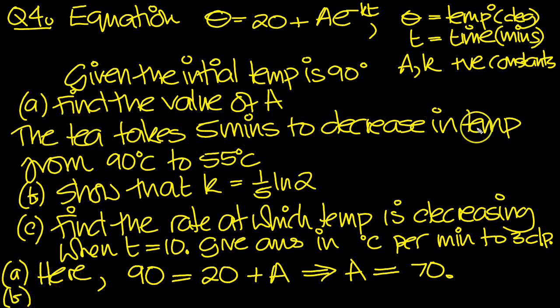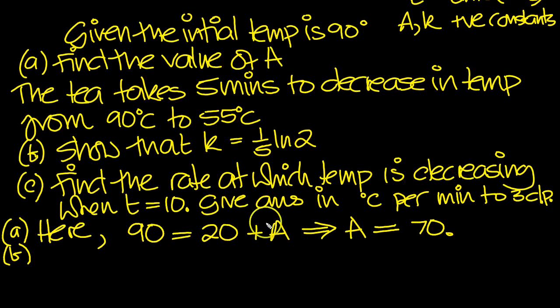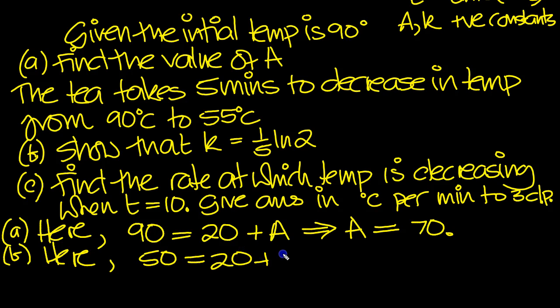Part B. The tea takes 5 minutes to decrease in temperature from 90 to 55. So in 5 minutes it's 55 degrees C, and we need to show k is a fifth log 2. Let's write down the same equation, but this time put in the different values. Theta is equal to 20 plus a, which is 70, so let's put that in straight away. E to the minus kt. Now t is 5, so it's k times 5. And we're dealing in minutes.